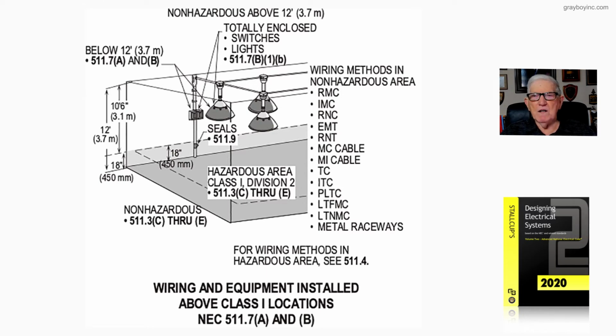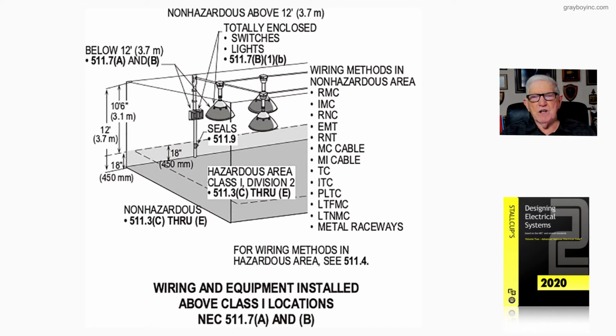Now the wiring methods you could use in the non-hazardous area that's above that 12 foot and below the 18 inches, notice the laundry list you have. Rigid metal conduit, and we use a lot of EMT up in that area, and they also use other types of wiring methods that you see here, MC cable. There's just a laundry list there that we could use. And we would find that in 511.4, these wiring methods.